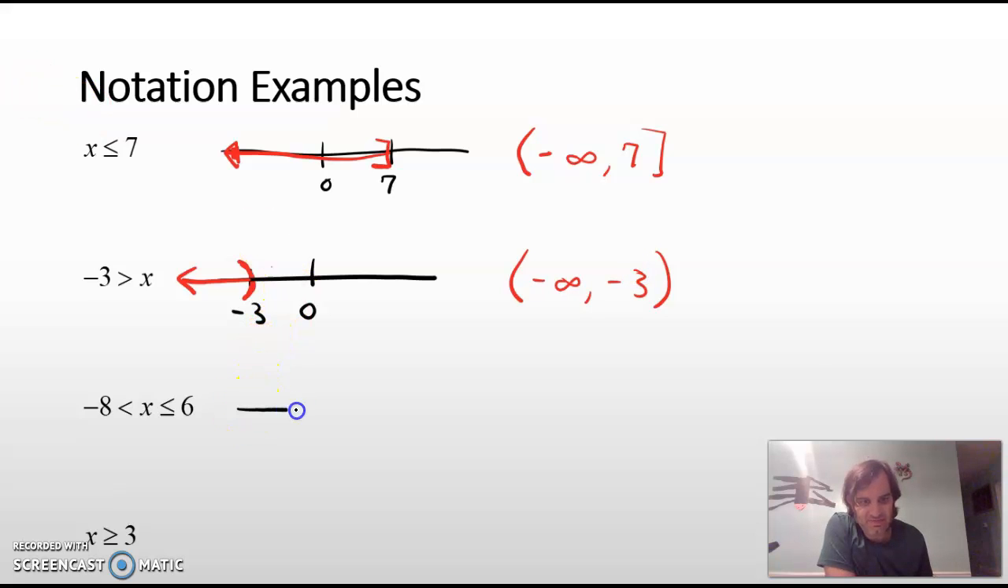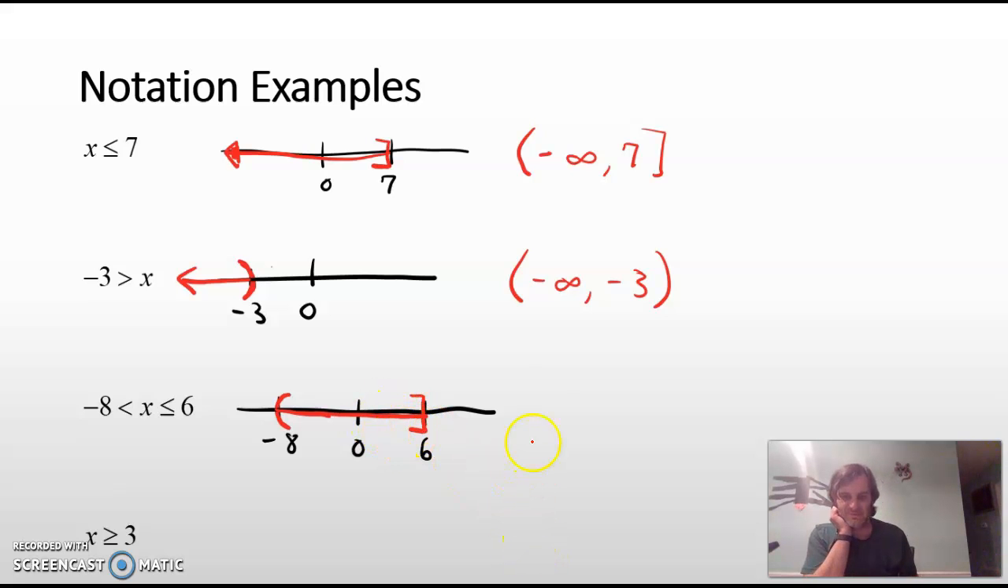The next one here, -8 is less than x, and x is less than or equal to 6. So -8 less than x, so -8 is the bottom number. Going up to x is less than or equal to 6, so that's a bracket. So it runs from -8 to 6. So interval notation would be parentheses -8 to 6 bracket.